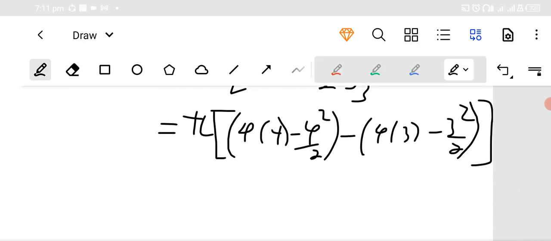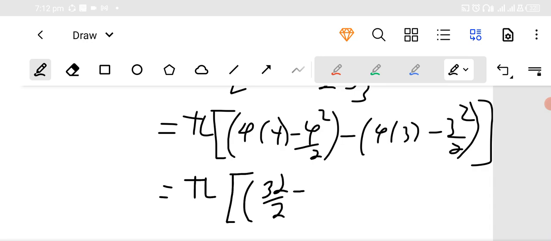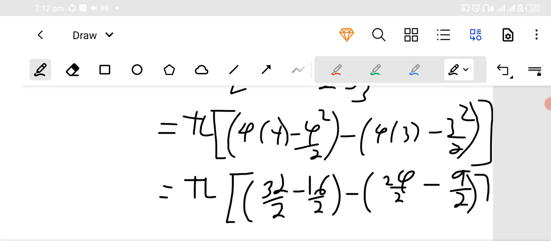So it's going to be equal to pi multiplied by the integral: 4 times 4 is 16, 16 times 2 is 32 over 2, 32 over 2 is the same as 16, then 4 squared is 16 over 2, then minus, in here, 4 times 3 is 12, times 2 is 24 over 2, then minus 3 squared is 9 over 2, like that.